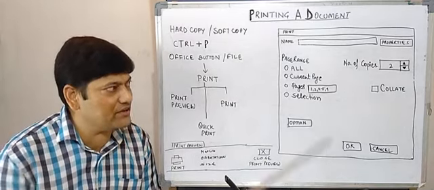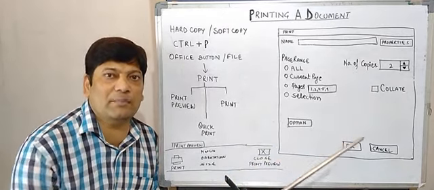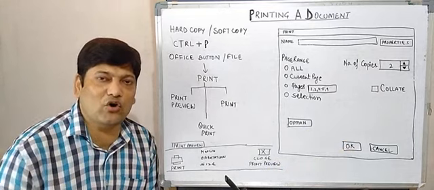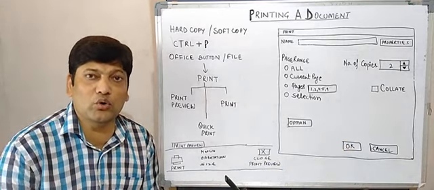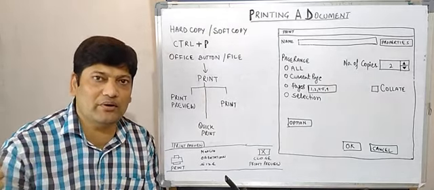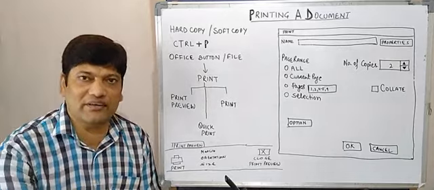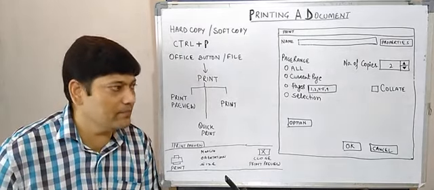So the collate option is very interesting and very important when we are taking multiple copies of documents and our document consists of many pages. There is no need to rearrange the things. Whenever you take out the printout, you can take out 5 or 10 pages very easily, because that is a complete set.